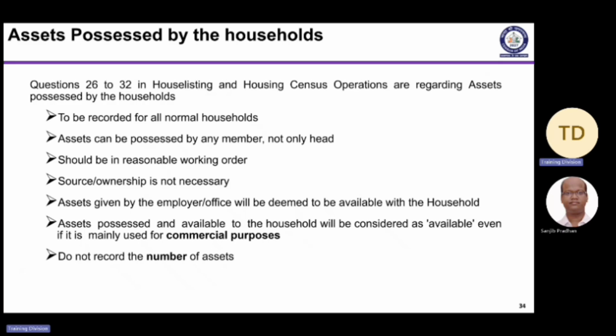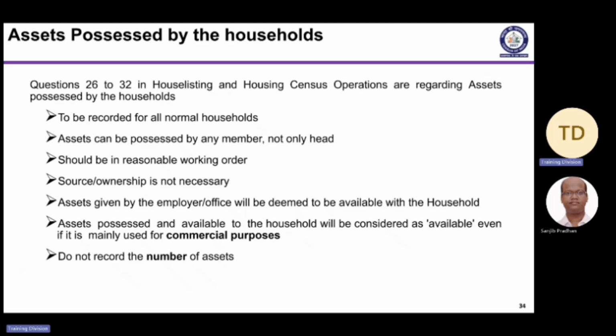Particularly smartphones or mobile phones are generally possessed by the young generation in the household. So the enumerator has to probe in the household that assets can be possessed by any one of the members. They should be in reasonable working order, and source ownership is not necessary for any asset. Assets given by the employer or office will be deemed to be available to the household. So a laptop given by office to employees can be considered as an asset available to the household. Car also, yes. Even mobile also, some people get mobile.